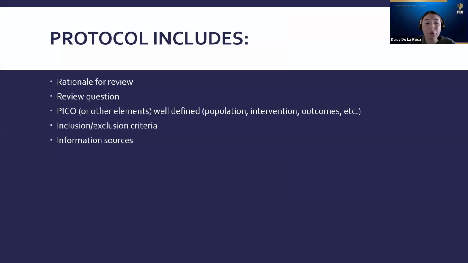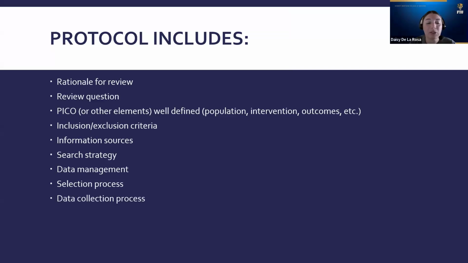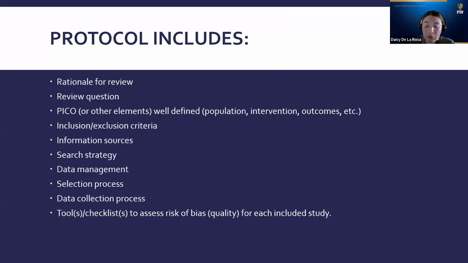Where you search information sources, which we'll talk about. Your search strategy also is going to be in the protocol. How you plan to manage your data. How you are going to do your selection process, your screening, how you plan to collect your data, tools and checklists to assess risk of bias for each included study, and then how the data will be synthesized. Also, a big part of this is thinking about if you're going to publish, where do you plan to publish? Which journals are you considering? Do they publish systematic reviews? So all of these things have to be decided before you even begin.